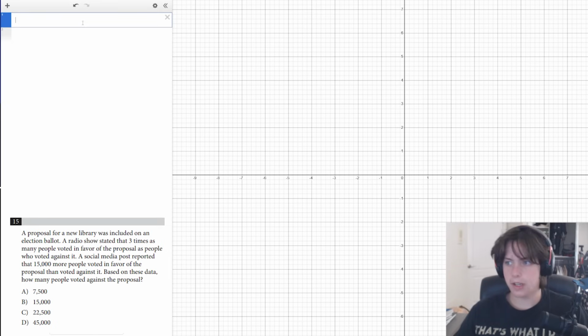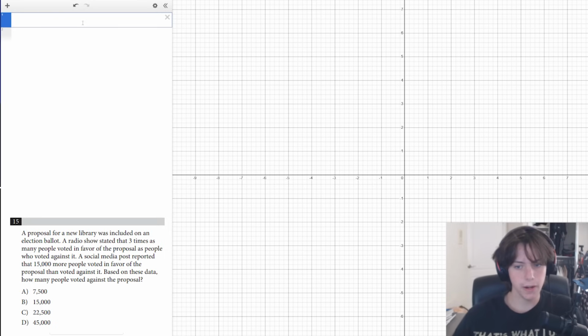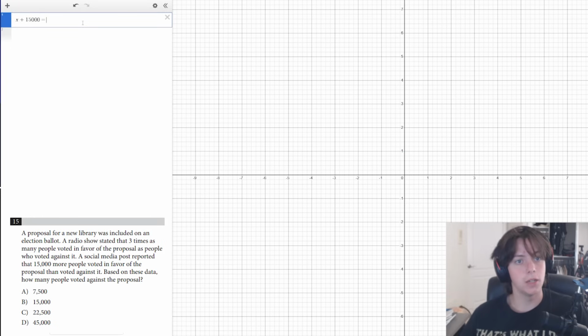So for this question, we just kind of have to understand what it's asking. So let's give these variable names. Let's say x is the amount of people that voted against it, and y is the amount of people that voted in favor of it. You'll see me write this down, but from here we know that 3x is equal to y, because 3 times as many people voted in favor, and x plus 15,000 would be equal to y.